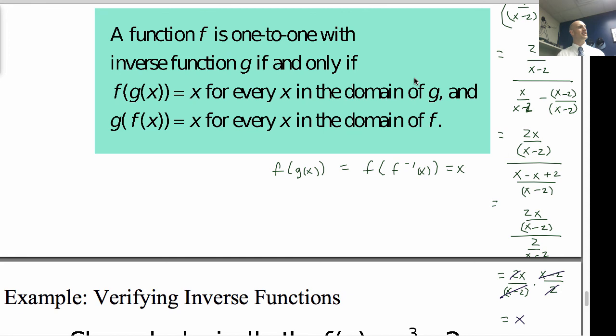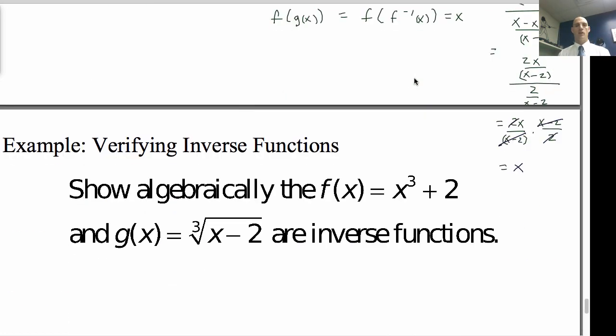So if you're stuck on a test, you're like, I don't know if I did this right. Test it. Put it in. Did you get x? Then it works. Graph it. If it is a reflection over y equals x, then it works.